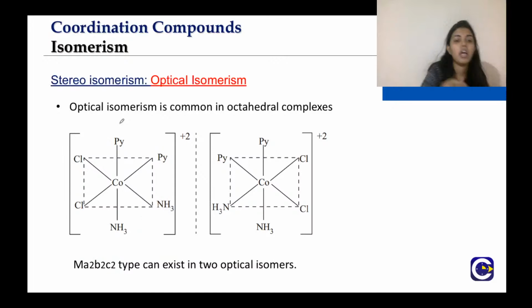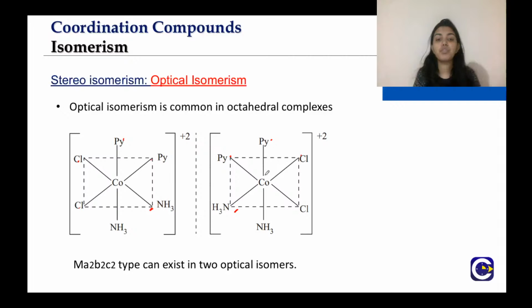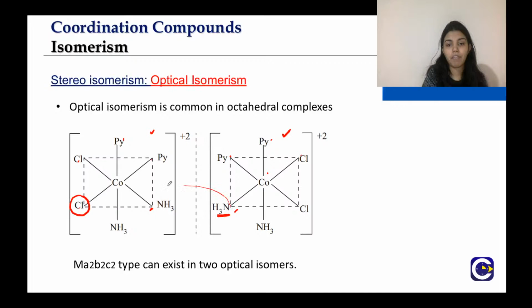So now if you draw the mirror image of this, this pyridine will come here, this pyridine will come here, Cl will be away, then Cl will be away, and this ammonia will be reflected here. Now, if you try to superimpose this on its mirror image, you can see here that it is Cl, while here it is NH3. If you superimpose, here NH3 will come. That means the mirror images are not superimposable on each other.